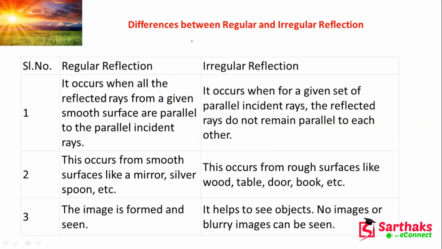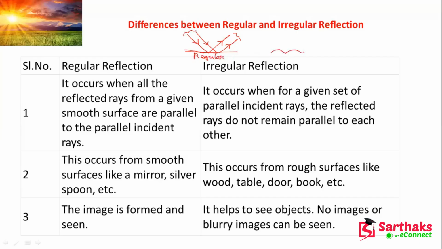Regular and irregular reflection. In regular reflection, there is a smooth surface here, and this is the incident light and this is the reflected light, and this is another incident light and this is the reflected light, and all the reflected rays are parallel. If all the incident rays are parallel, then all the reflected rays are parallel. So this was called regular reflection.